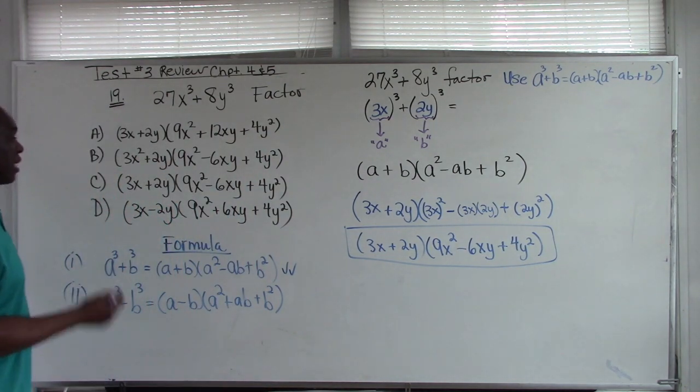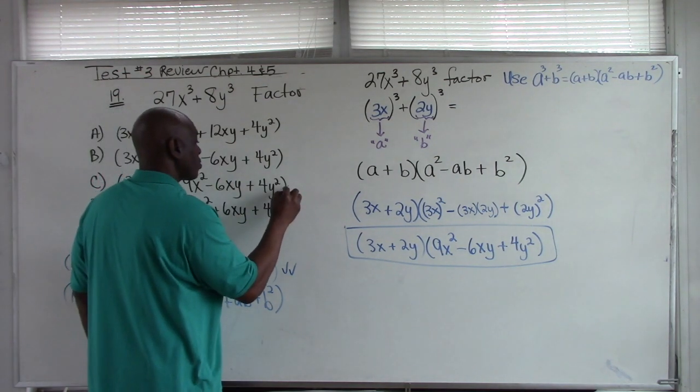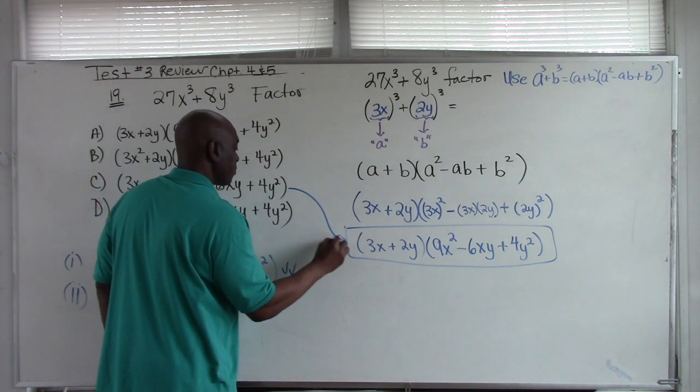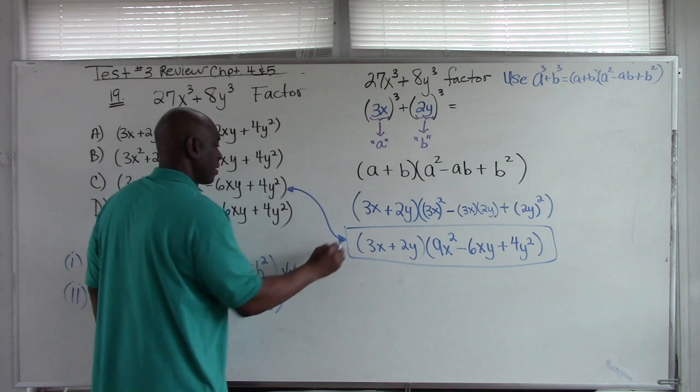Which one is it? A, B, C, or D? It is C. So C is the correct answer.